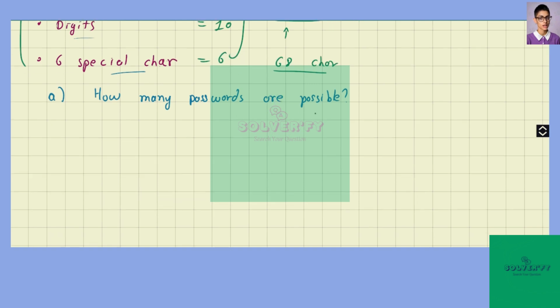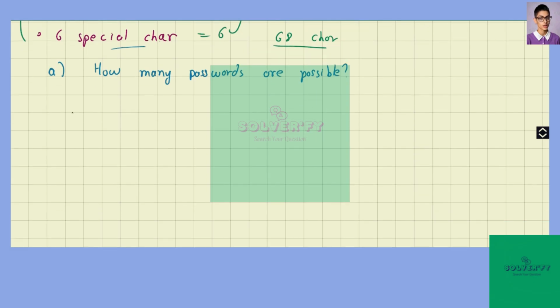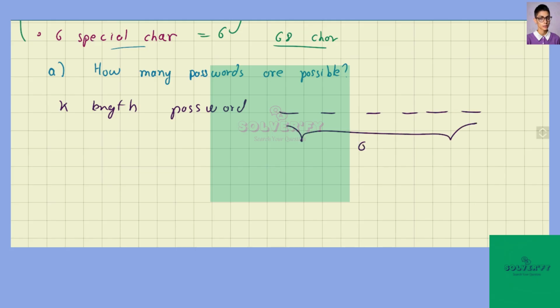Now, to count how many possible passwords there are, let's consider an arbitrary k-length password. If we have a k-length password, that means that we have k positions in our password. For each position on the password we have 68 possibilities to put one of the characters that I mentioned before. So at the end, for a k-length password we have 68 to the kth power possible passwords.